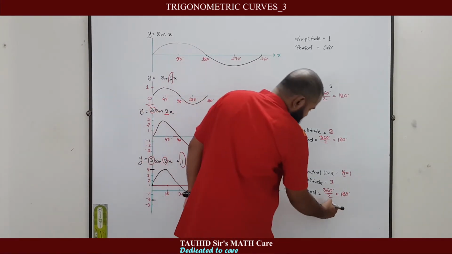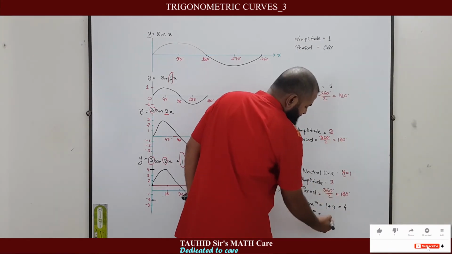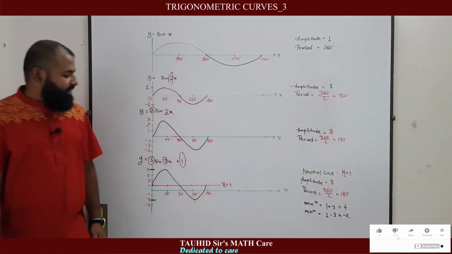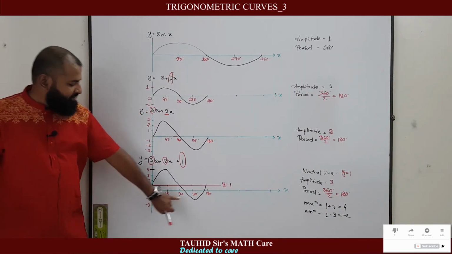The maximum will be neutral line plus amplitude, that means 4, and the minimum will be neutral line minus amplitude, that is -2. And in the graph you can see here that the maximum is 4 and the minimum is -2.